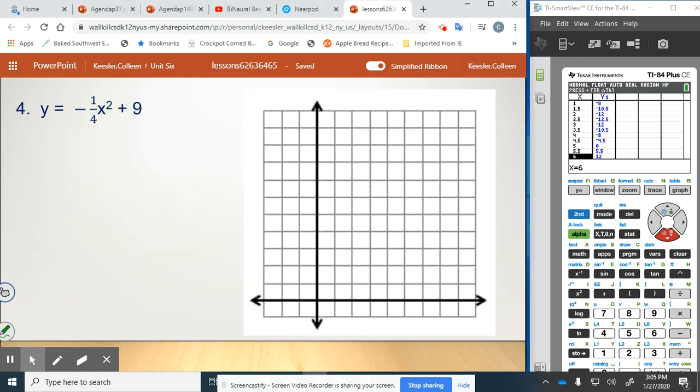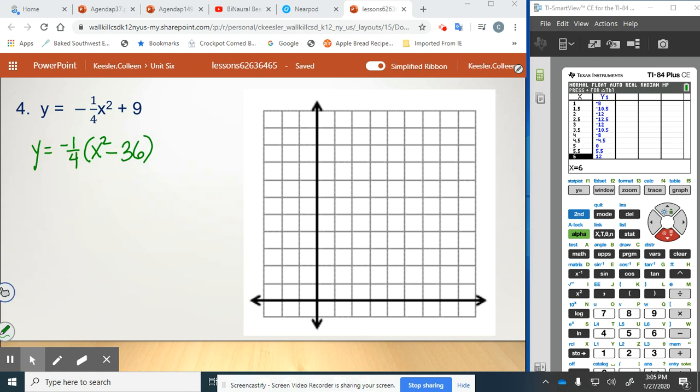Okay, number 4. Again, we see a binomial. Okay, so it's not a trinomial that can be factored into a difference of two perfect squares. We have to think about this a little bit more. So now let's see if we can factor out that 1/4. That might help us. If we factor out the 1/4, we get y equals -1/4 times x squared, and then what times a fourth makes 9? That would be 36. It's like doing the reciprocal, so minus 36.